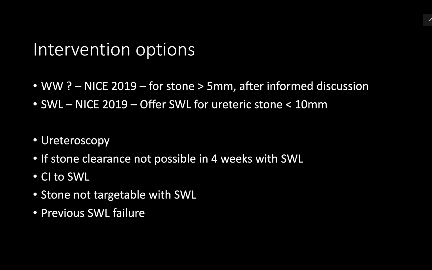Okay. And for a 6 millimeter upper ureteric stone, which has failed medical expulsive therapy, what would be your option? So the first line treatment in the NICE guidelines is ESWL. So this would be my preferred option for this patient, and also provided that she's not pregnant.